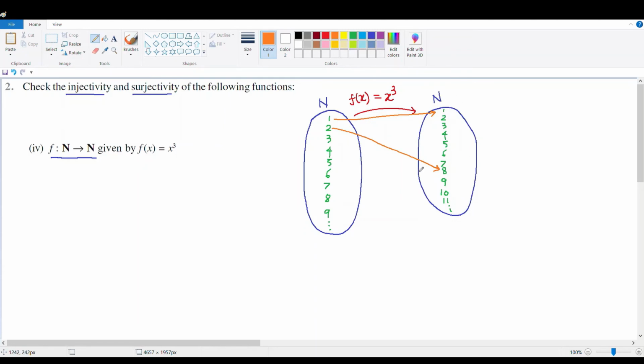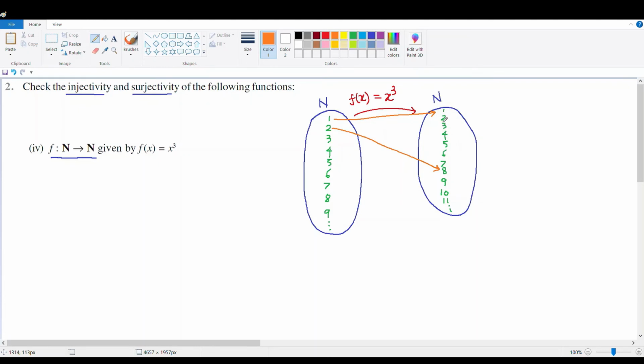All the whole numbers that you can think of other than 0 are going to be here in this natural set, and you will be able to find the cube for every number because this goes up to positive infinity. So, of course, this function is one-one. Why? Because 1 is connected to 1, and not to any other number. 2 is connected to 8 only. So this function is definitely one-one.